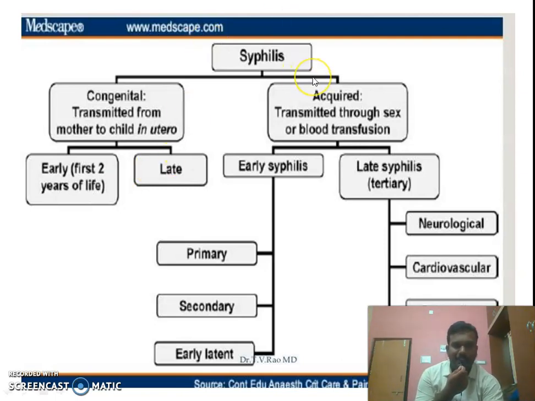And coming to acquired syphilis, if an individual develops syphilis because of sexual transmission or blood transfusion, we call it acquired syphilis. Again, it can be classified as early and late syphilis. In early syphilis, the subclassification is primary syphilis, secondary syphilis, and early latent syphilis, and in late syphilis we see tertiary syphilis, where we observe neurological complications, cardiovascular complications, gummatous lesions, and latent syphilis.